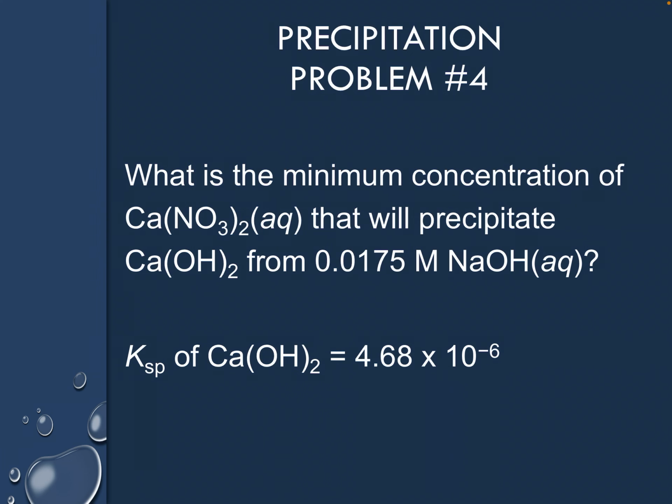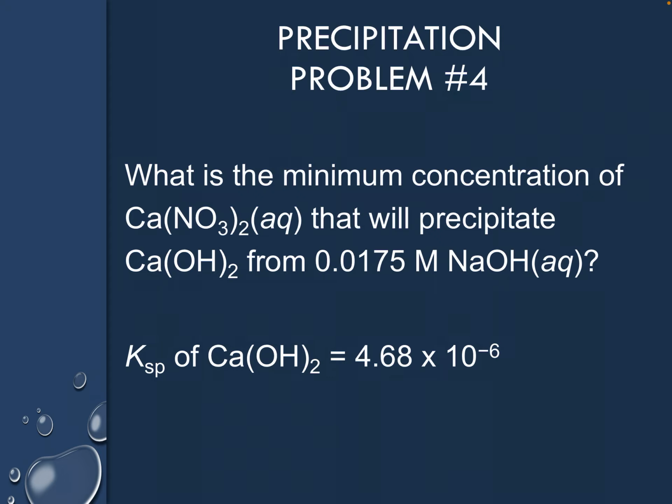All right, one more for these. So what is the minimum concentration of calcium nitrate that will precipitate calcium hydroxide from 0.0175 molar sodium hydroxide? This is a really useful problem in the lab because we do these selective precipitations, where we want certain things to precipitate out, but not others.